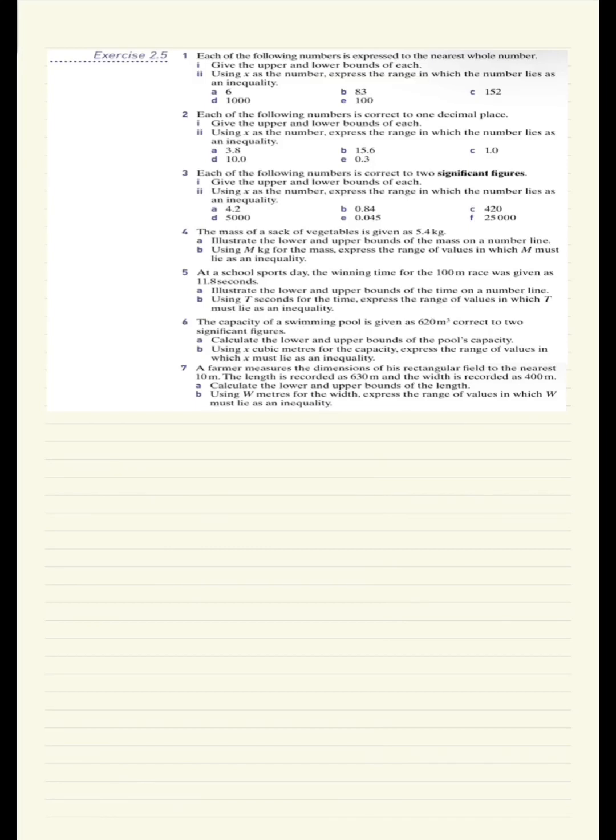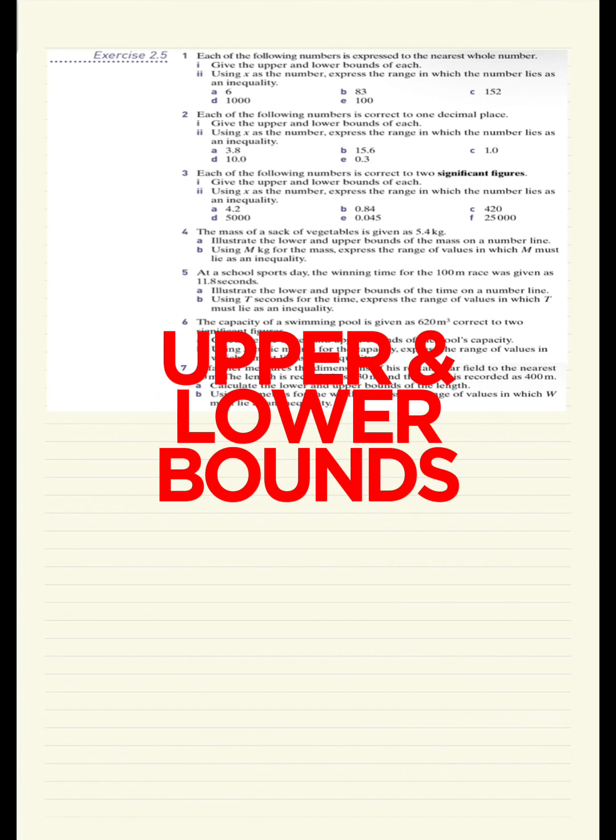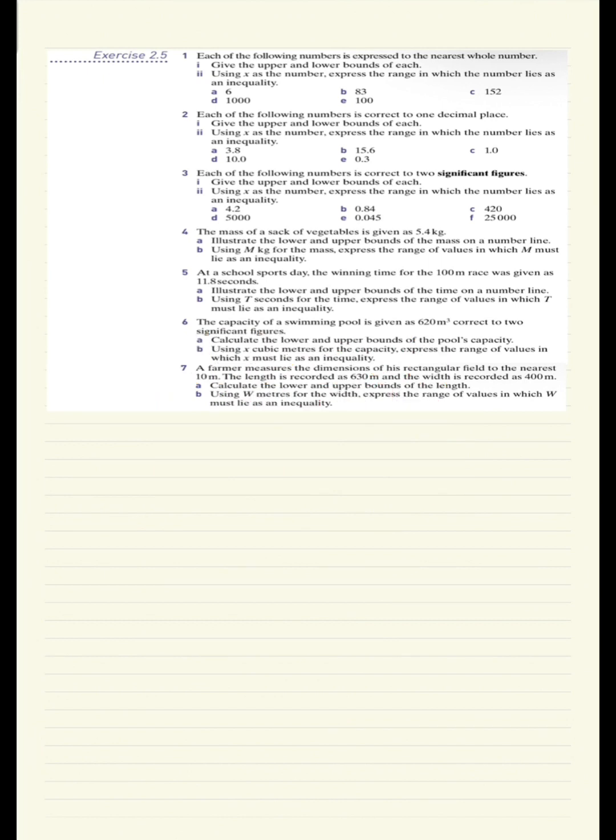Let's take a look at exercise 2.5 taken from the Cambridge textbook, upper and lower bounds. Let's look at question 1. The numbers are expressed to the nearest whole number. So I'm going to take 1 and divide it by 2. That will give me 0.5. So in order to find the upper and lower bounds, I'm going to plus and minus 0.5 respectively.